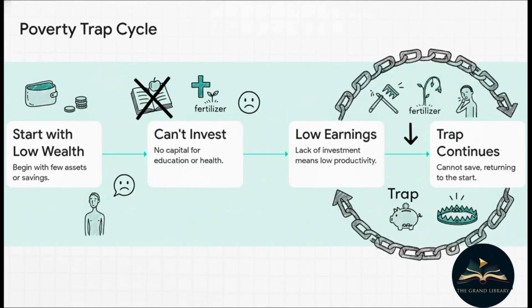Here's exactly how that trap works. You start with very little, right? That means you can't afford the very things that would help you earn more, like better education for your kids or better fertilizer for your crops or even just basic healthcare to stay productive. This, of course, leads to low earnings, which means you can't save anything, and boom, you are right back where you started. It's a cycle.